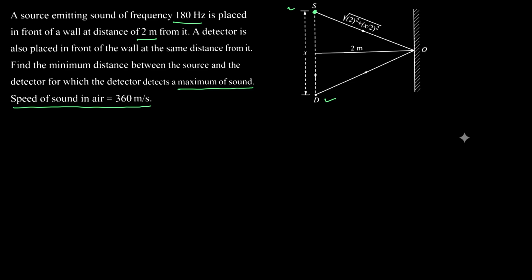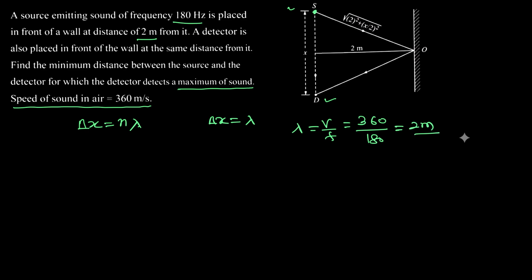So what I'll do, I will just find out the path difference. We know path difference for maxima, delta x, is equal to n into lambda, and we are asking for the first maximum, the first time when we hear the maxima. So I can write here delta x is equal to lambda, in place of n I am writing 1. Lambda is equal to v divided by f. V is given 360 and f is given 180. If I solve this, that will be 2 meter.